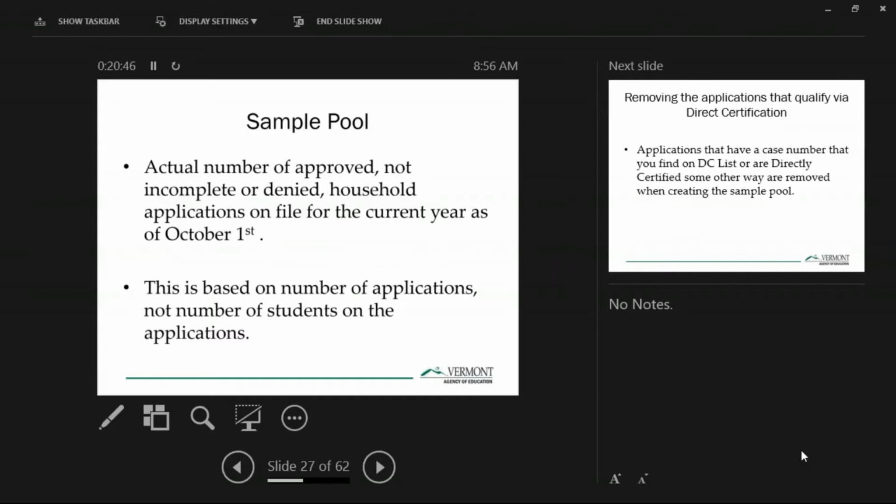So again, your sample pool is the actual number of approved applications on file as of October 1st, not incomplete, not denied, but approved. And this is the number of applications, not the number of students on the applications.